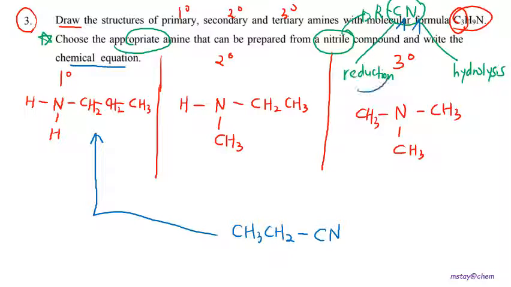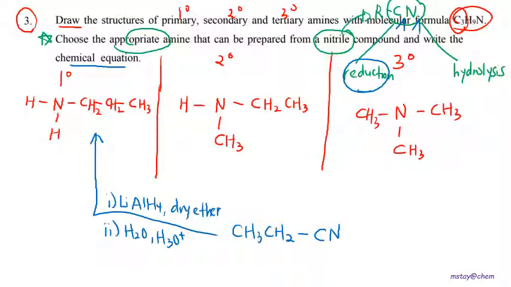If the nitrile undergoes reduction, the common reducing agent that we use is lithium aluminum hydride in dry ether, followed by hydrolysis. So reduction of a nitrile will produce a primary amine.